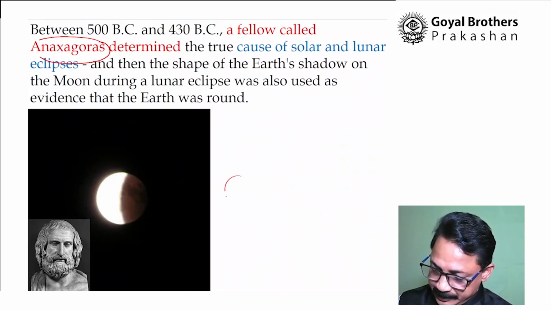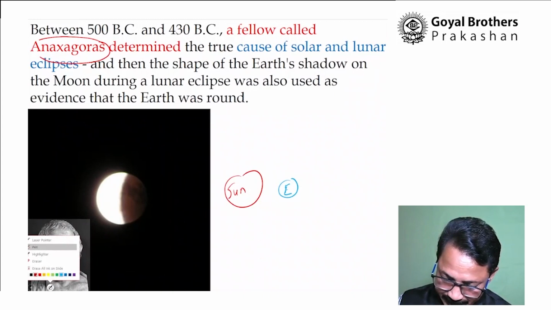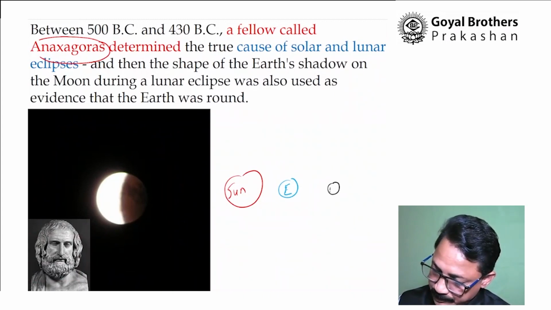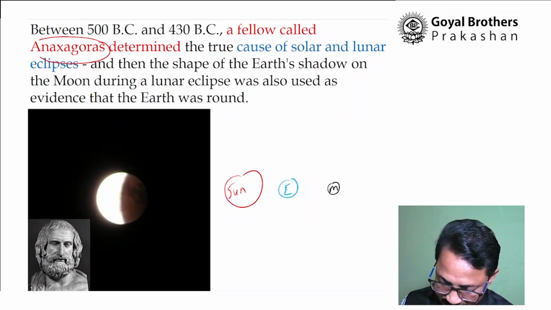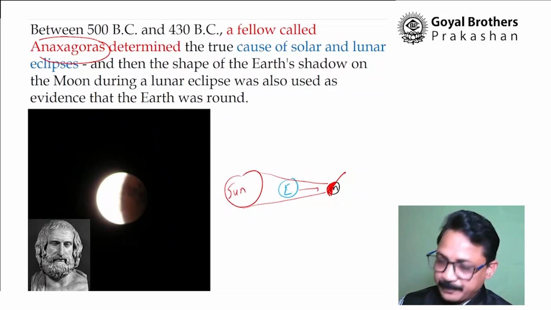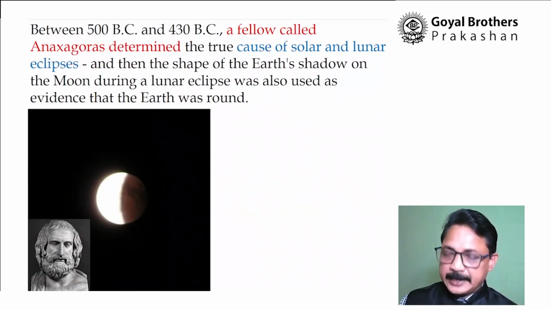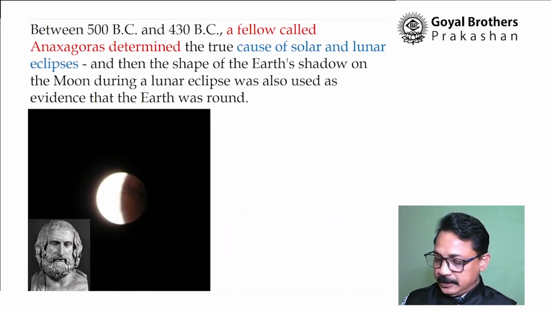See, if this is the sun, if here is the Earth, and let us say here is the moon, when the sunlight starts from the sun this way, Earth's shadow will fall here on the moon. This shadow will fall on the moon, and this shadow made a circular shape. So this is how he was able to say that Earth must be spherical in shape.